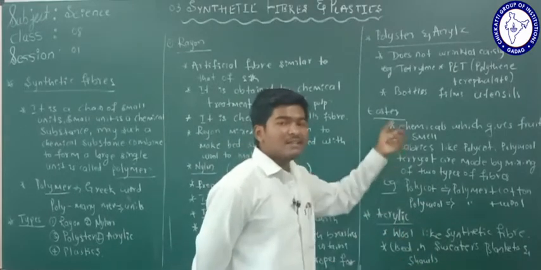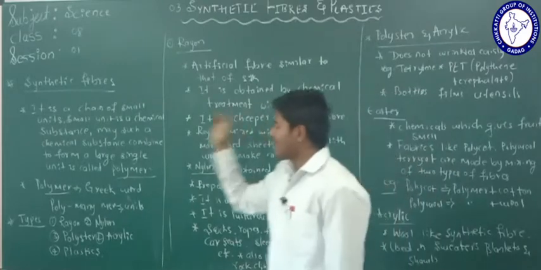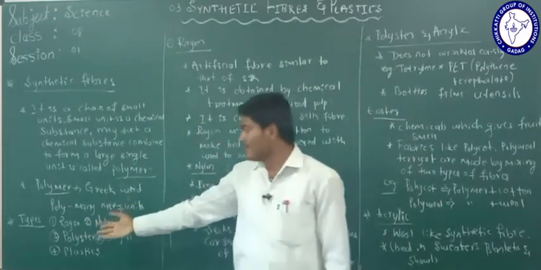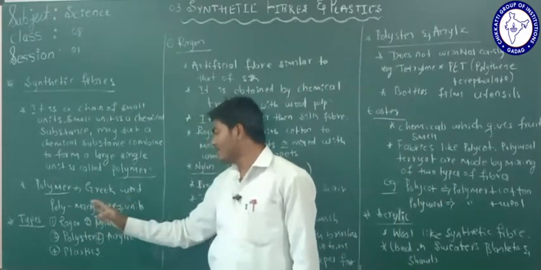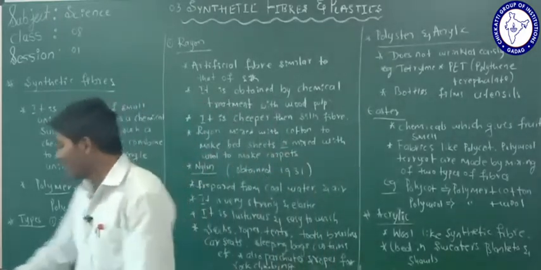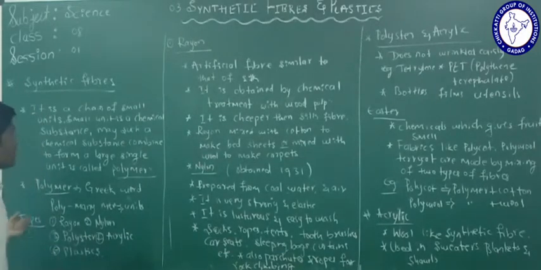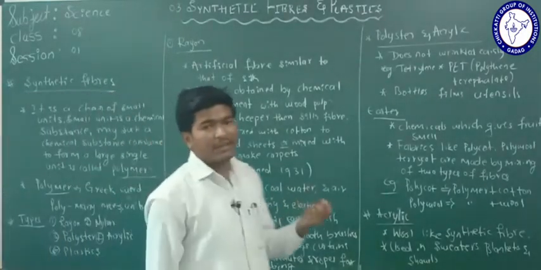You have to remember acrylic is used in the preparation of sweaters, blankets and shawls. These are the important types of synthetic fibers: rayon, nylon, polyester, acrylic and plastic. These are the five types of synthetic fibers which we are studying in this session.